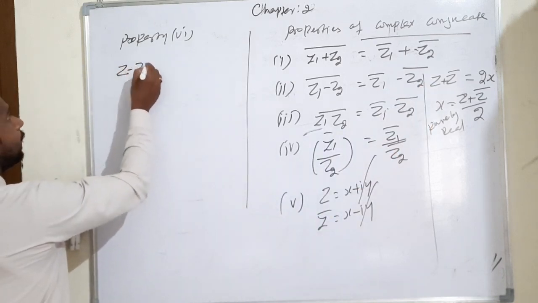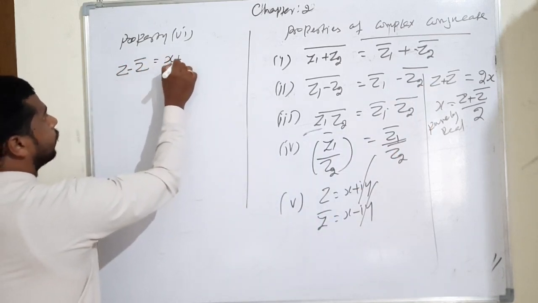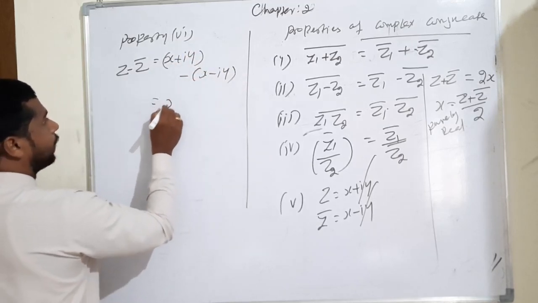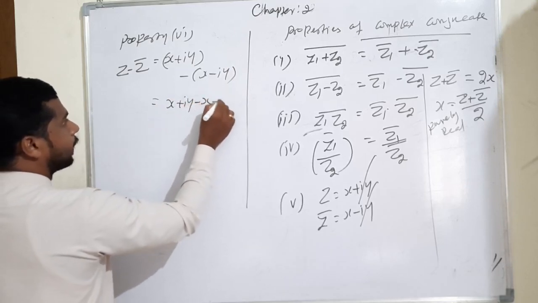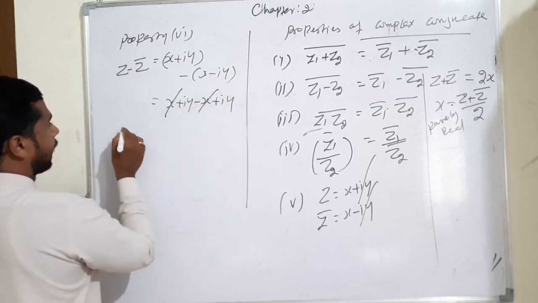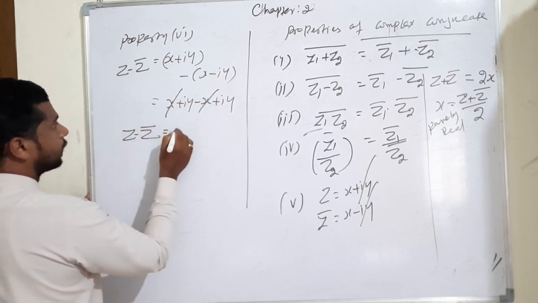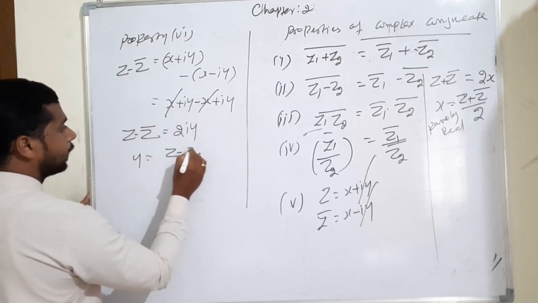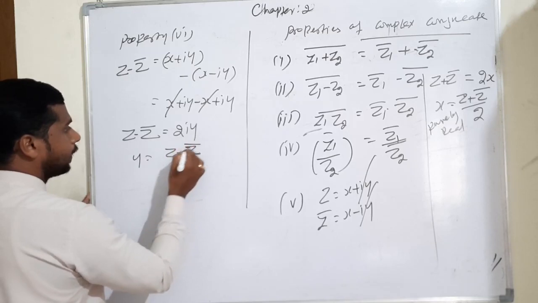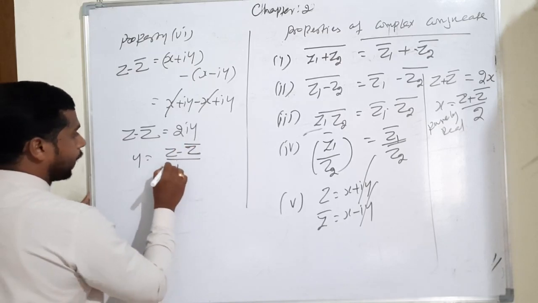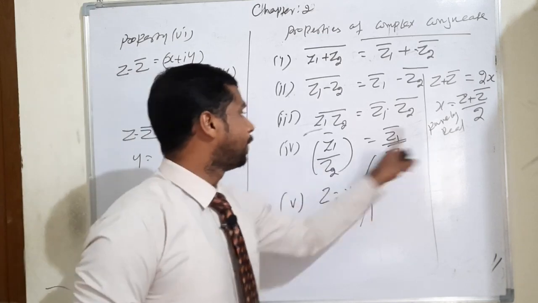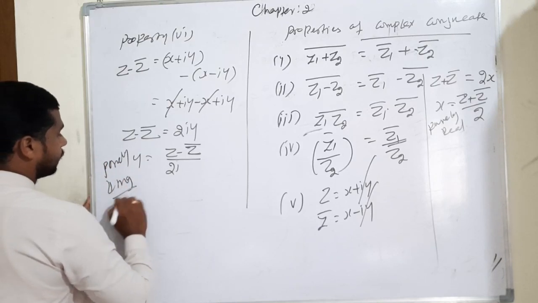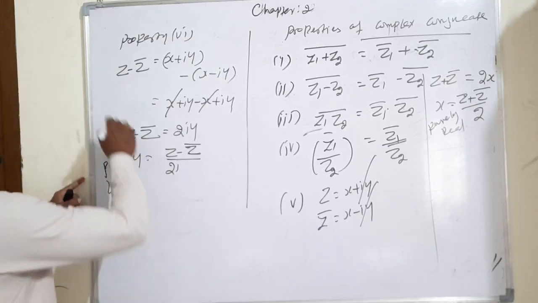Now I am moving to Z minus Z bar. Z is equal to x plus iy, then minus of x minus iy. Removing the bracket gives minus x plus iy, so x minus x cancels. Therefore, Z minus Z bar is equal to 2iy. Therefore, y is equal to Z minus Z bar by 2i. This is called purely imaginary. This is property number 6.